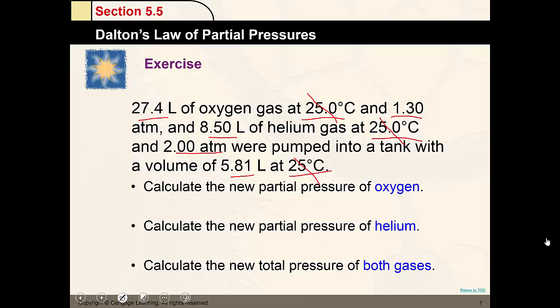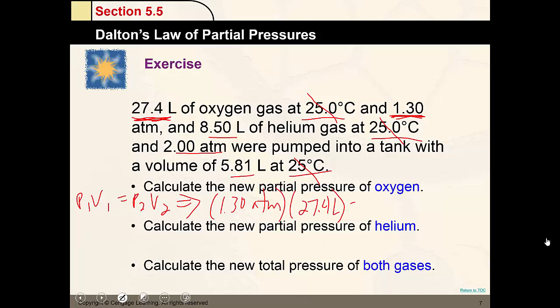Now this one's a little trickier. Last one we were just combining helium gas. Now we're combining oxygen gas with helium gas. Okay, so first for this oxygen gas, we have its initial volume and we have its initial pressure. So we're going to use Boyle's law once again. So we know its initial pressure, 1.30, its initial volume, 27.4. We're trying to get the new partial pressure of oxygen, so P2.